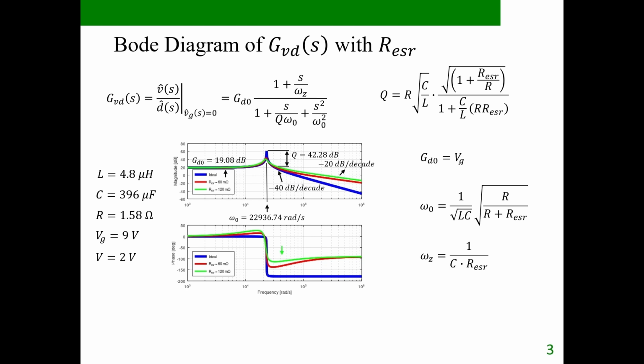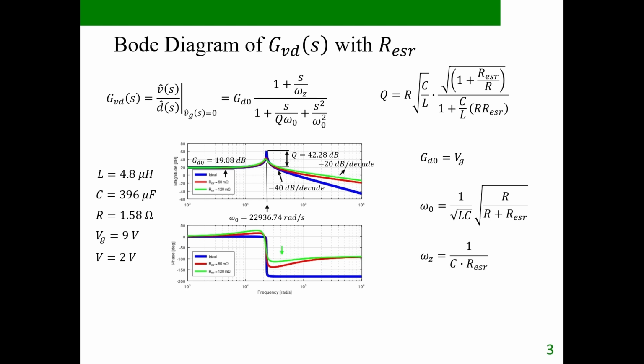Below the ideal case, we show two additional curves. Green, where ESR is 60 milliohms. This is a realistic capacitor, and red, where ESR is 120 milliohms. This is a little bit exaggerated for illustration.